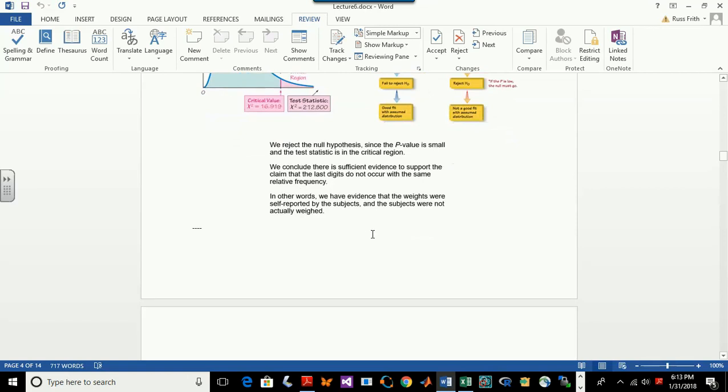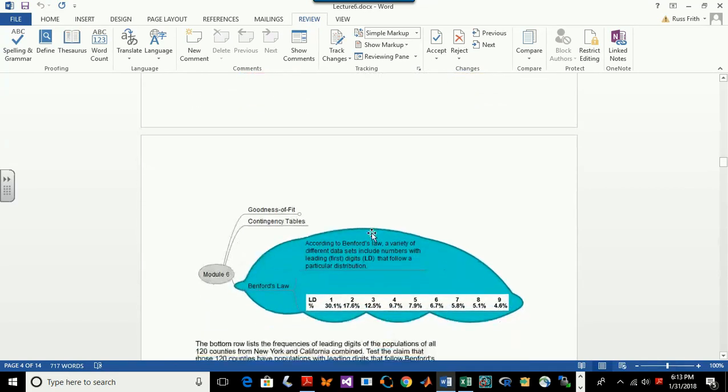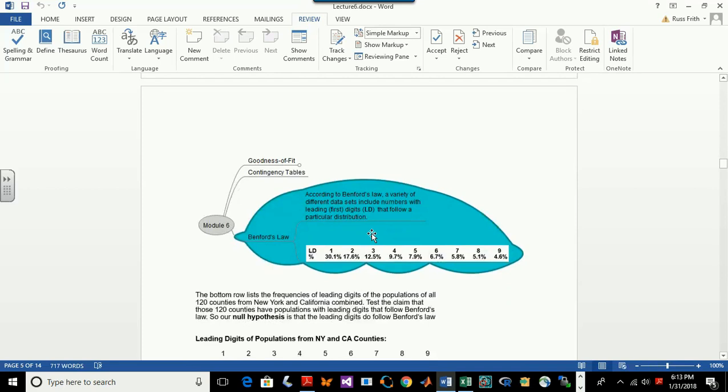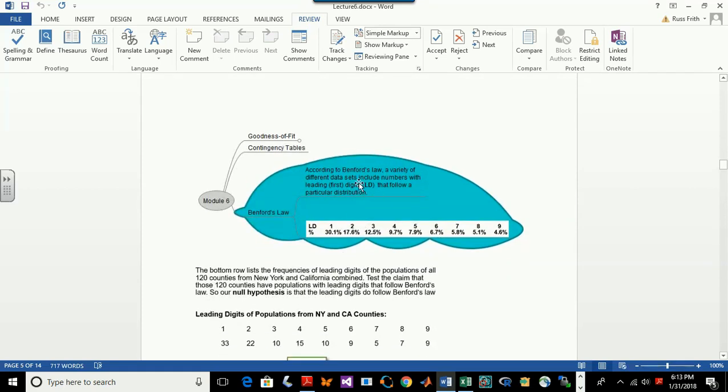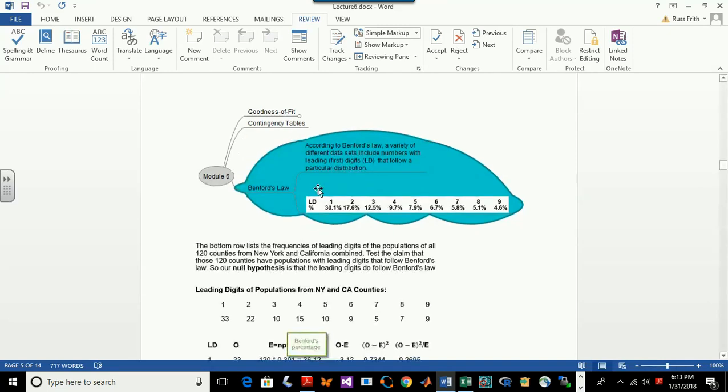Okay, so let's go on to another class of problems. These are ones that use what is called Benford's law. According to Benford's law, a variety of different data sets include numbers with leading first digits, called LD, that follow a particular distribution. The numbers in most data sets will have the first digit distributed according to the following distribution. 30% of the numbers will have a leading digit of 1, 17.6% will have a leading digit of 2, and so forth.